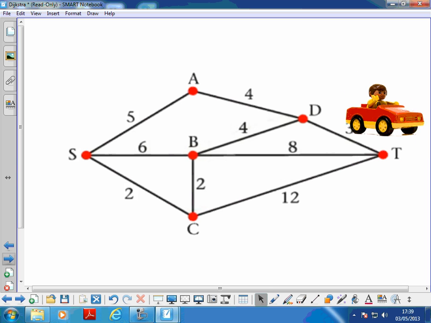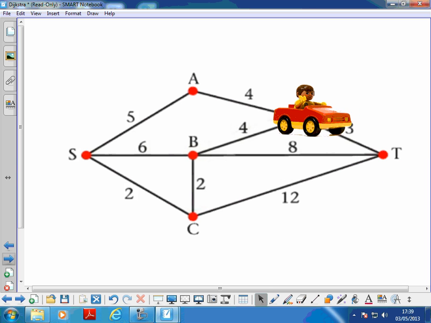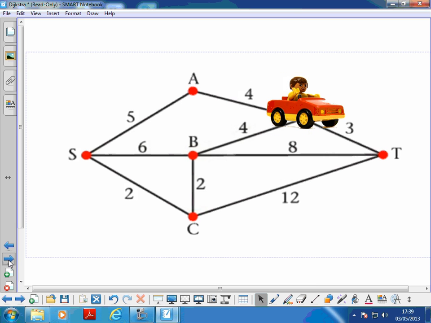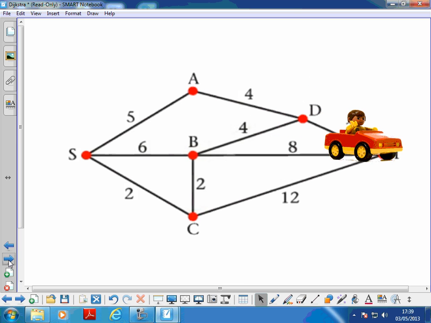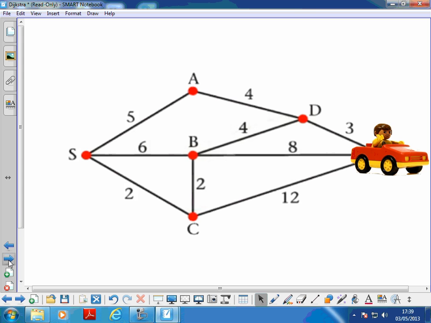Now, D is the next smallest. So if we think about starting at D, we've already travelled 8. If we go another 3 along here, that will be 11 in total. But that doesn't beat what we already knew, which was 12. So in doing what we just did, we've done every possibility of ways of moving around. And the smallest possible way that we could possibly get to T is by 12.